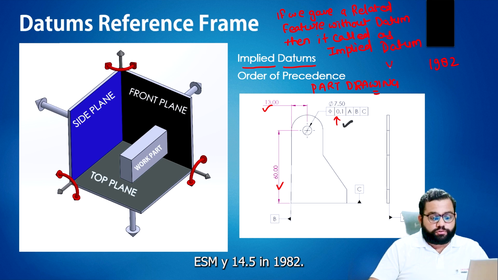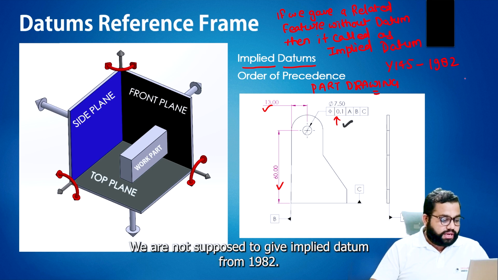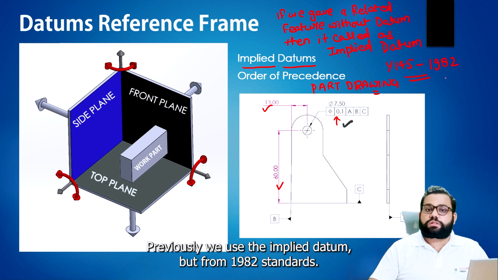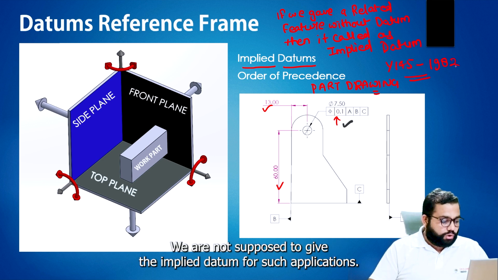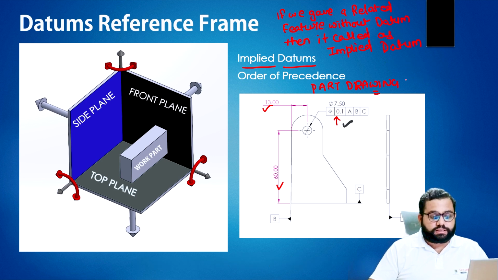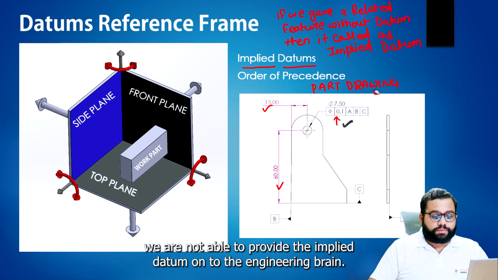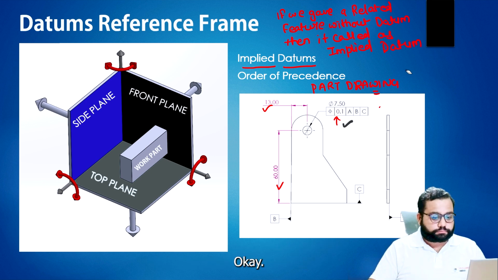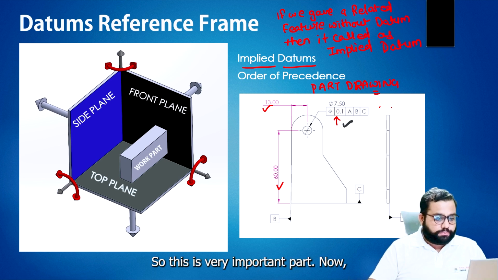Okay, so in the ASME Y14.5 1982 standard, we are not supposed to give implied datums. Previously we used implied datums, but from the 1982 standard, we are not supposed to give implied datums for such applications. So from the Y14.5 1982 standard, we are not able to provide an implied datum on the engineering drawing. Okay. So this is a very important part.